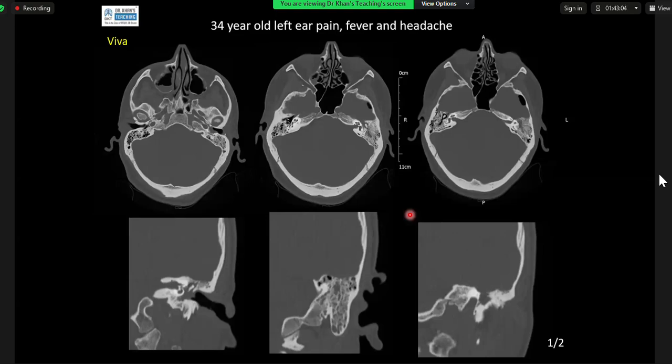And this is a similar case where the patient has got fever and headache, and you can see anteriorly, look here, there is a bony defect, and there is an air bubble sitting anteriorly, an air bubble in the intracranial portion. Look here, this is the bony dehiscence and complete opacification.